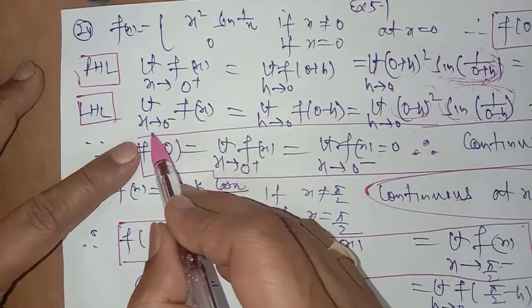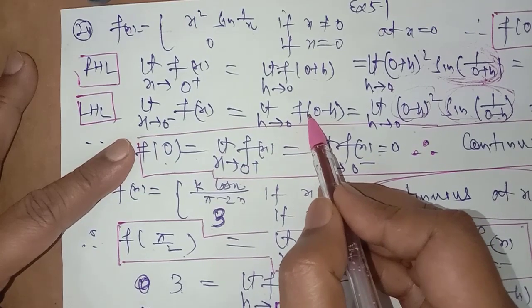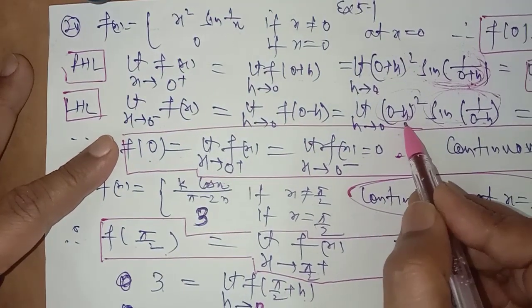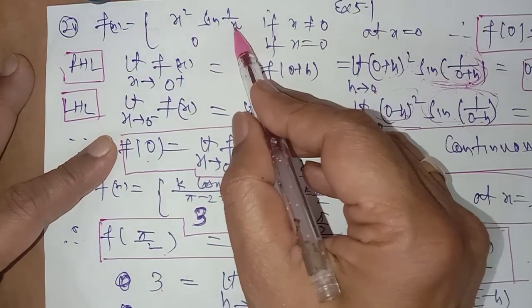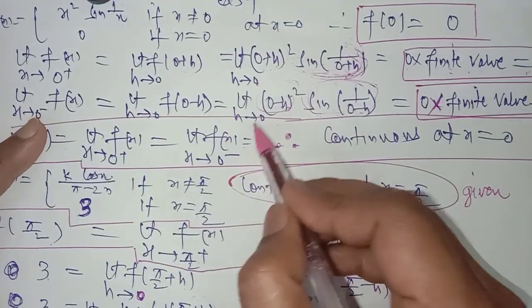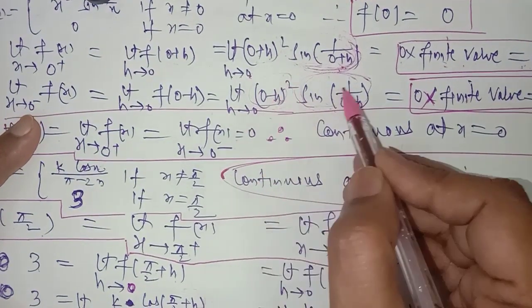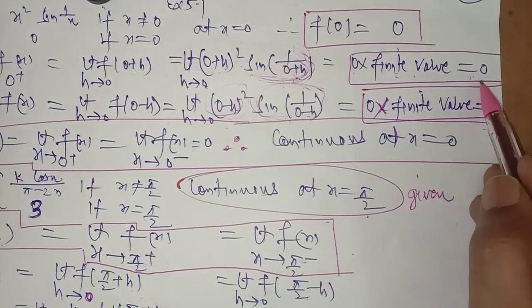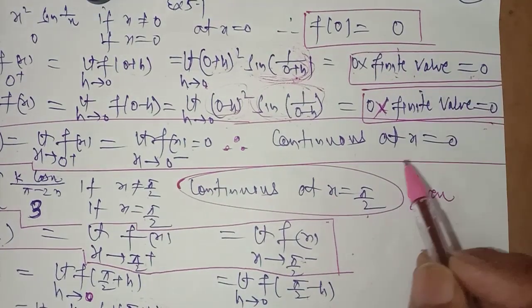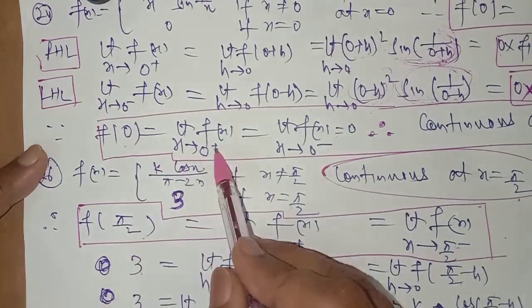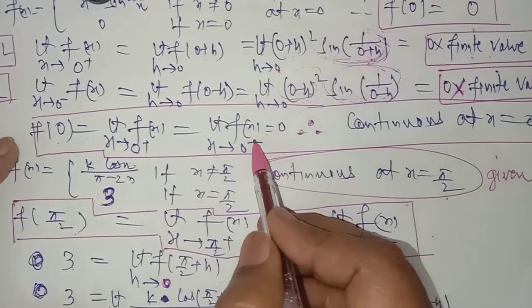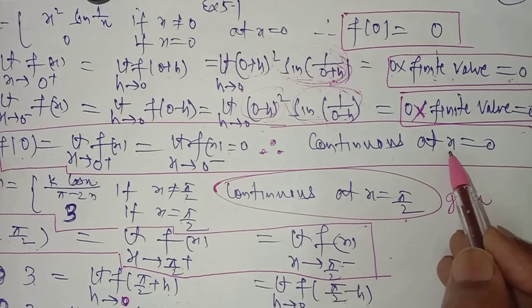Similarly, in the left hand limit, x goes to 0 negative, we let x is equal to 0 minus h. 0 minus h is again not equal to 0, so we use this function, that is 0 minus h whole square sine 1 upon 0 minus h. Again, if we take the limit as h goes to 0, this term will be 0 and the value of sine will be finite. Again, 0 into a finite value is equal to 0. So the value of the function at 0, the right hand limit at 0 and the left hand limit at 0 are all equal to each other. We write f(0), right hand limit, left hand limit, they are all equal to 0. So we can say that this function is continuous at x equal to 0.